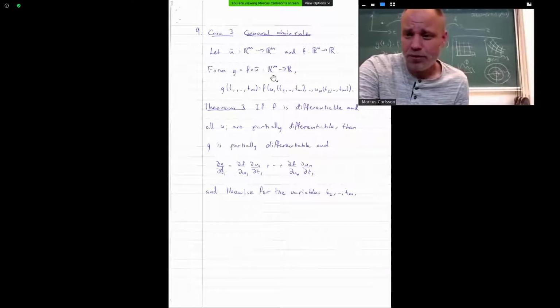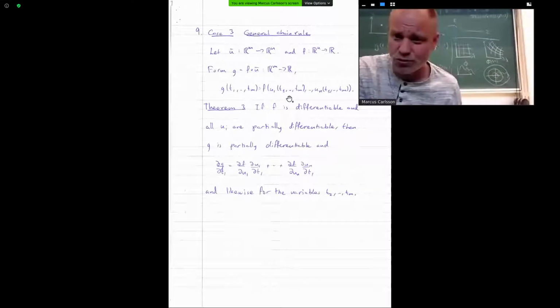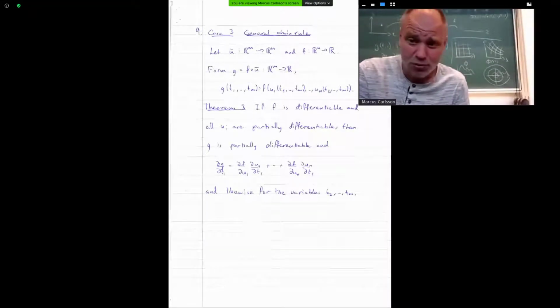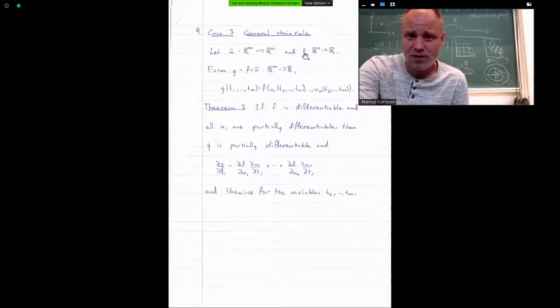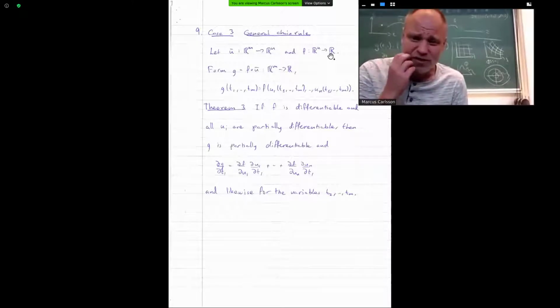To wrap up, I'm just going to give you the formula for the general chain rule, and we're going to look at the proof for this formula next time on Friday. But okay, so how can we make this more general? Well, f can go from Rn into R. Actually, here we could have a vector as well, but that really doesn't add complexity to the question.